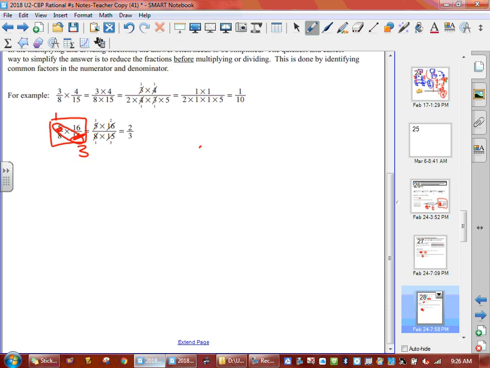What about between the 16 and the 8? Can I cross simplify? Yep, they both divide by 8. So the 8 becomes a 1, 16 becomes a 2. And that's how we get an answer of 2/3. Okay? They're showing us here the cross simplify. They're showing you what they're doing. Okay? All right, let's take a couple more examples here.